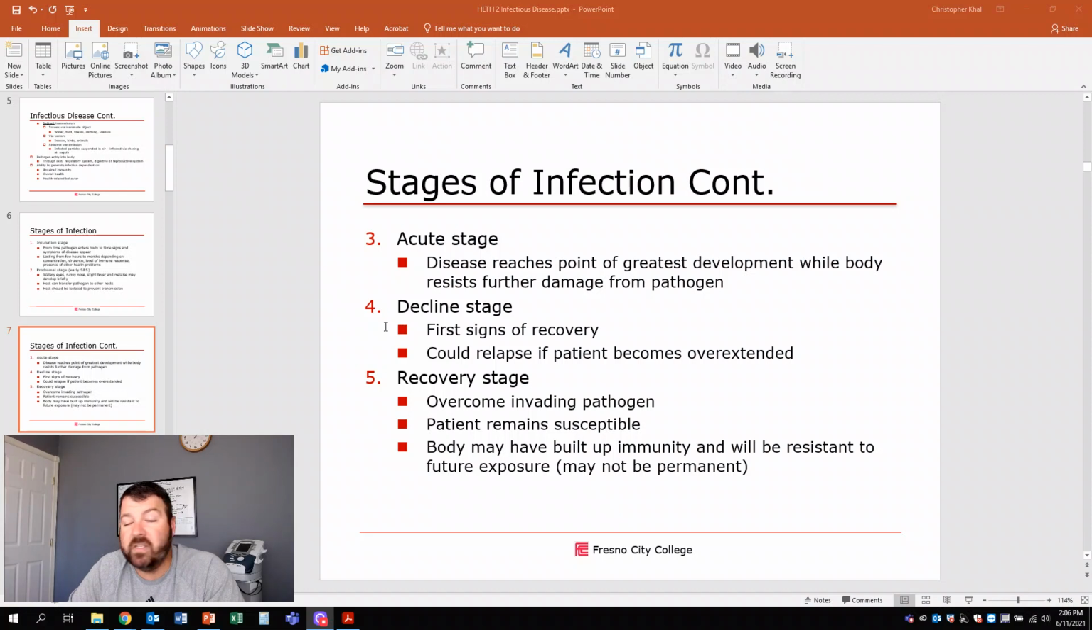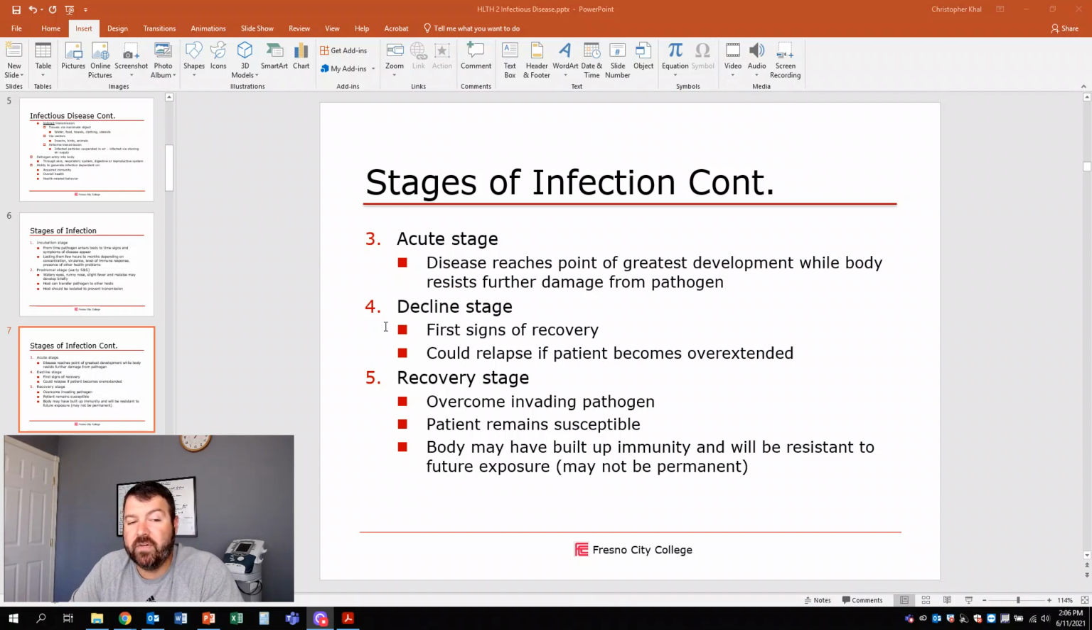And then you have the decline stage, which is the first sign of recovery. You could relapse if you extend yourself. Let's say you go back too early to work. You start doing a lot of physical activity, and so forth, that kind of thing.